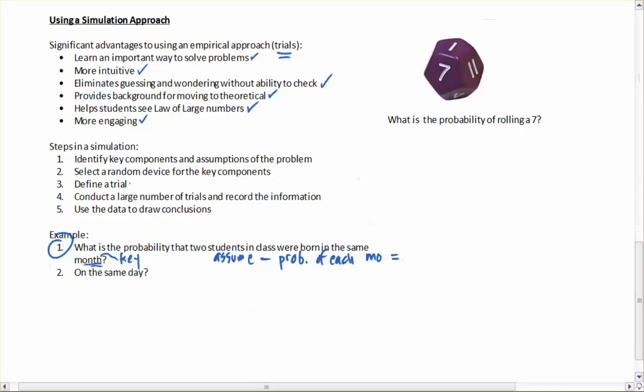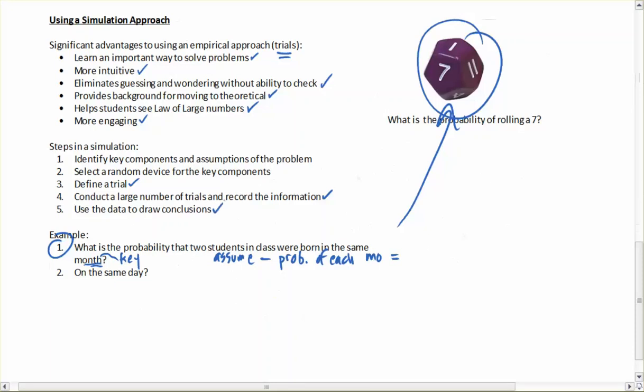Well, then we need to determine a trial. What is a trial for this? Well, it would be rolling or somehow determining randomly the month for each person in class that they were born. And so then we want to do a whole bunch of trials. So let's say I could actually use this die because it has 12 sides. I roll one for each student in class and record the months that they were born. We do this over and over again, recording information to see what is the probability that we ended up with two of the same numbers as we roll these.